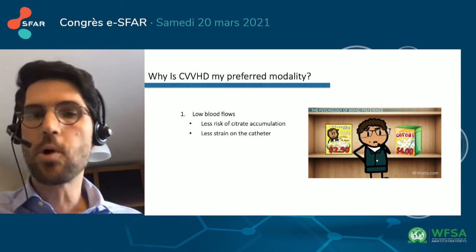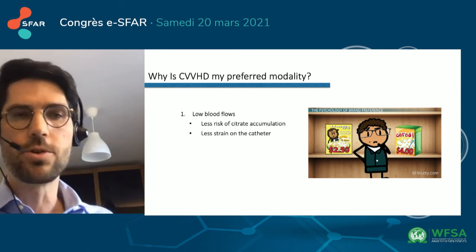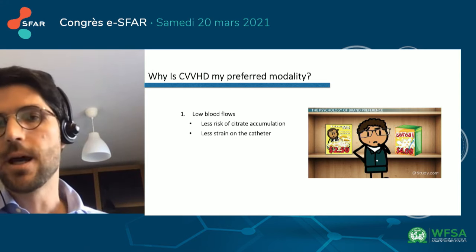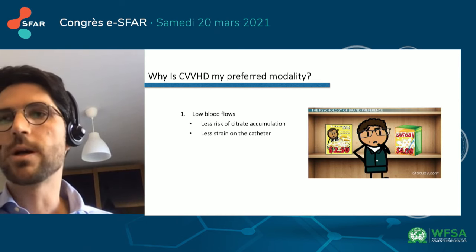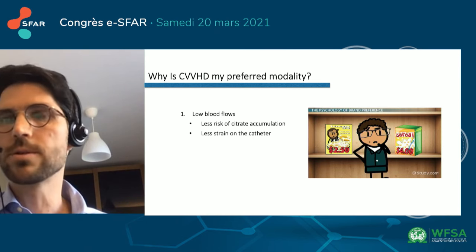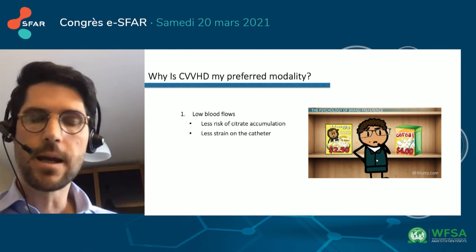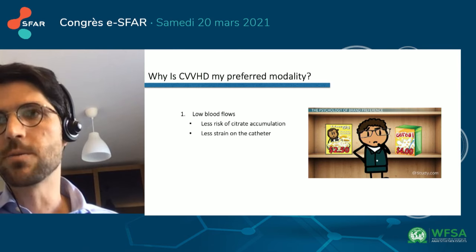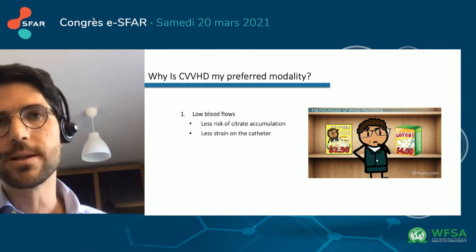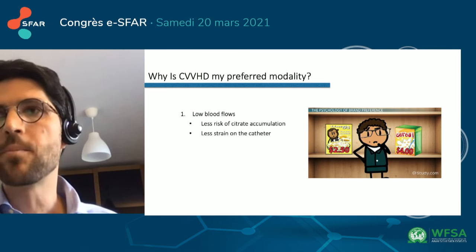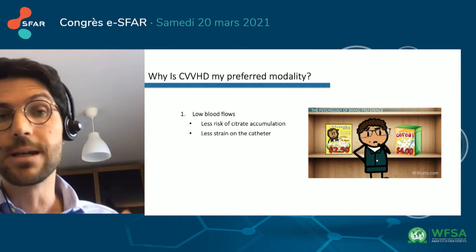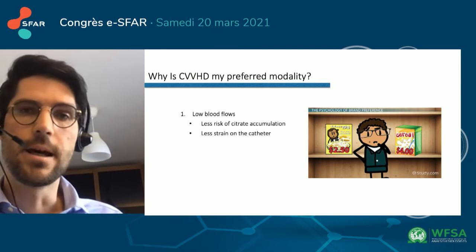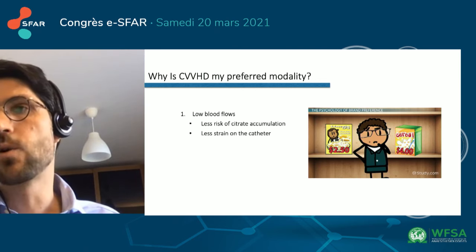Anyway, the point with CVVHD is the benefit: you have low blood flow, you don't need pre-dilution, and the clearance is excellent, at least for small molecules, which are the ones that we really care about. The middle molecules are a problem and it has less performance, but you can deal with that by changing the membranes. This is the last element that I wanted to bring. You can choose the adequate membrane, the right size, and you can potentially increase the size of the pores and then compensate the deficit of clearance for higher molecules.